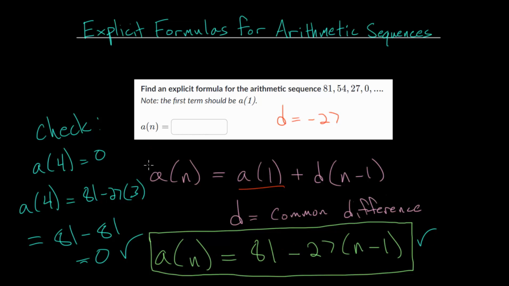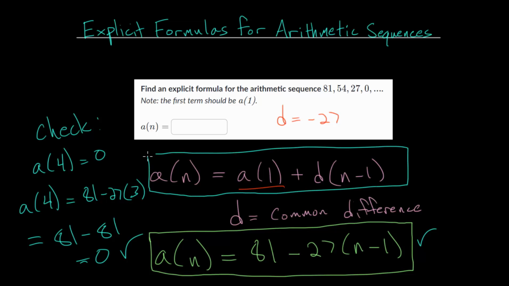So for all these problems, you basically just want to remember this general formula. But you should also make sense of it, because it does make perfect sense that this is the formula. You start with your first term, and then you add the common difference n minus 1 times to be able to find that nth term. So you're adding that common difference one less time than whatever term you're finding, since you're not adding the common difference to the first term.